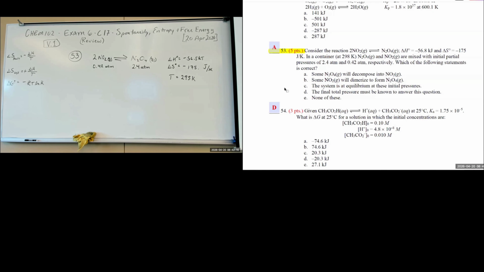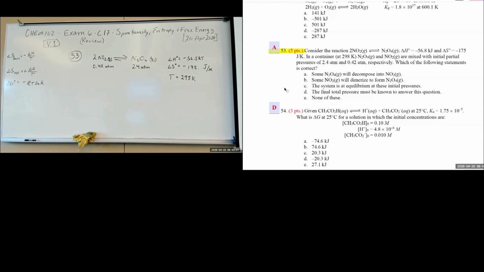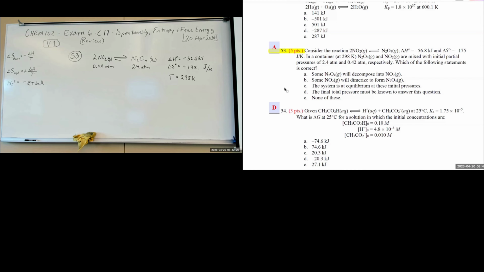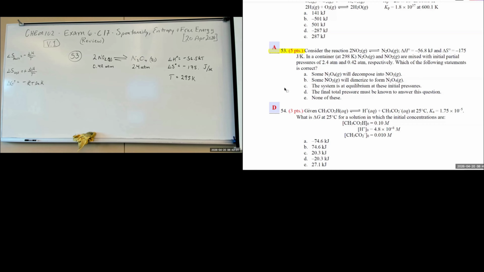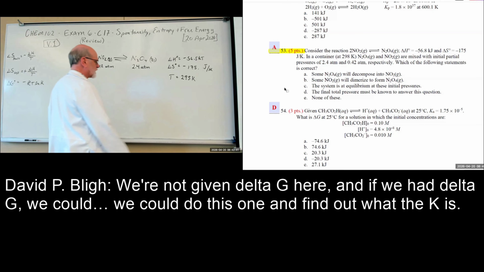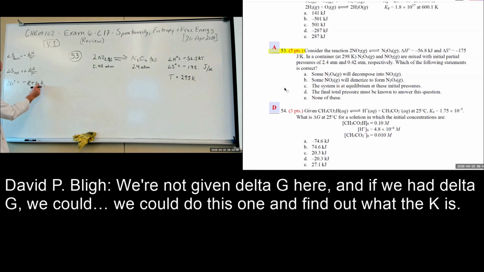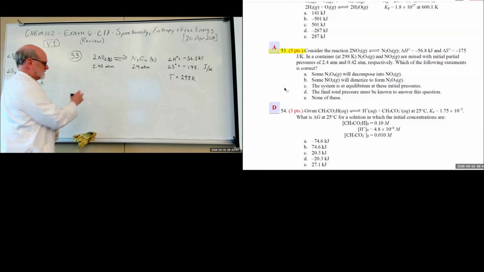We got to be able to calculate. We got to compare Q with K. So in order to do K, I combined two equations, didn't I? Yeah. Okay. We're not given delta G here. And if we had delta G, we could do this one and find out what the K is. But we don't have delta G yet.